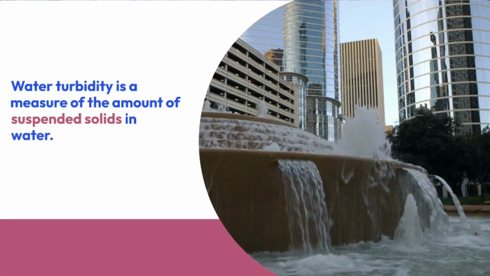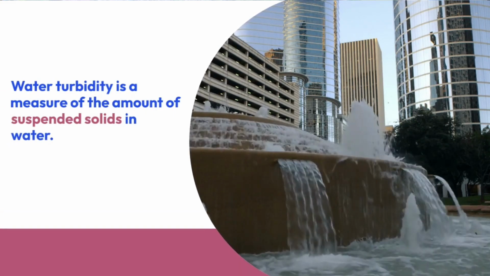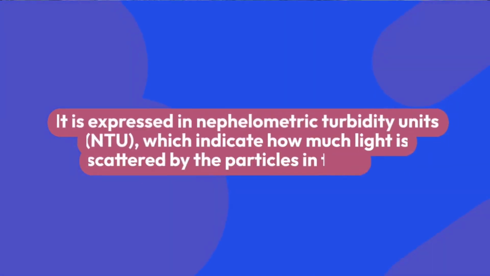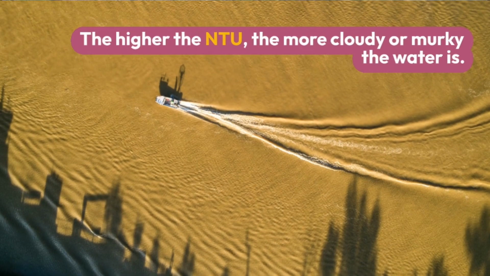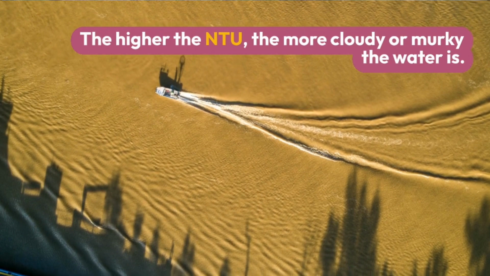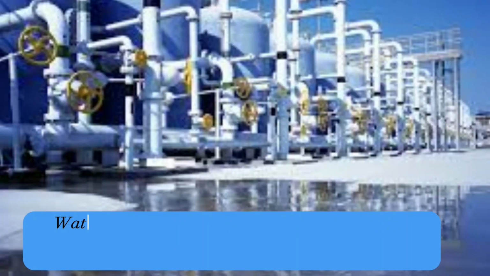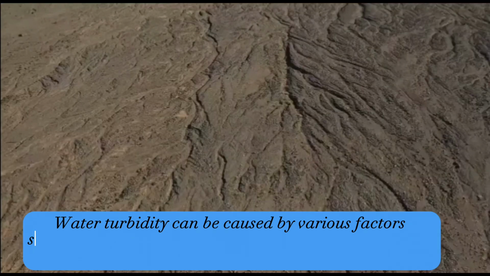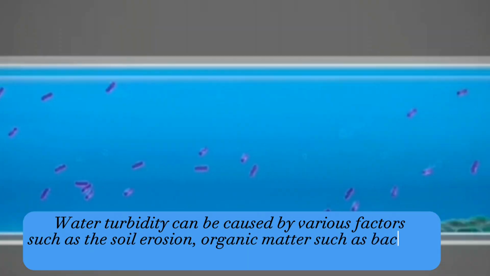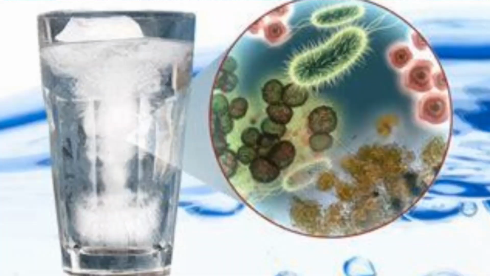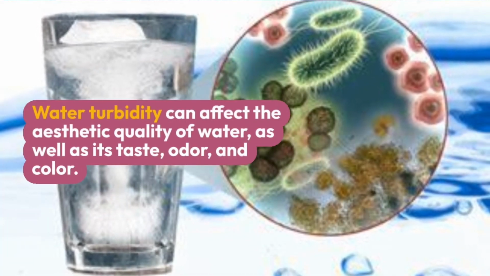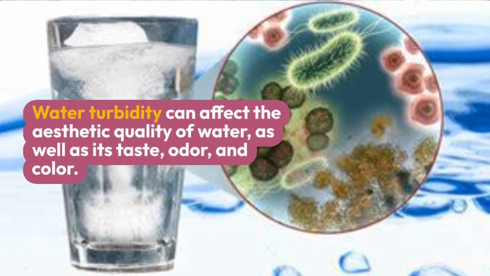Water turbidity. Water turbidity is a measure of the amount of suspended solids in water. It is expressed in nephelometric turbidity units, NTU, which indicate how much light is scattered by the particles in the water. The higher the NTU, the more cloudy or murky the water is. Water turbidity can be caused by various factors, such as soil erosion, organic matter, algae, bacteria, or industrial waste. Water turbidity can affect the aesthetic quality of water, as well as its taste, odor, and color.